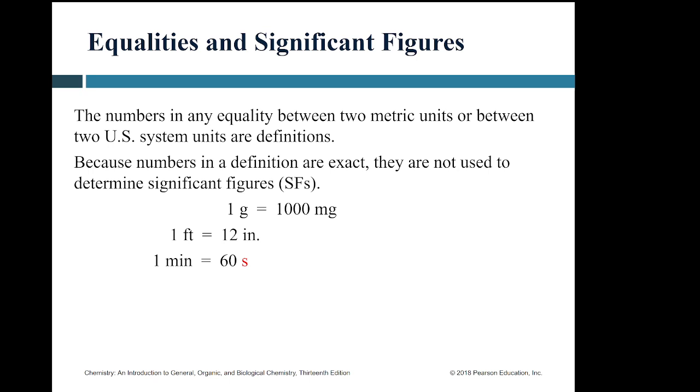So the numbers in any equality between two metric units or between two U.S. systems are going to be definitions. Because the numbers in a definition always have to be exact, because that is how we've defined them, they do not have significant figures. That's not a concept. Or another way of saying that is they are infinitely significant. They have no error. And that only happens in clearly, very specifically designed situations. Okay? And so basically you have to define your situation in such a way for it to ever have an exact number. Or another way of saying no uncertainty or infinitely certain.